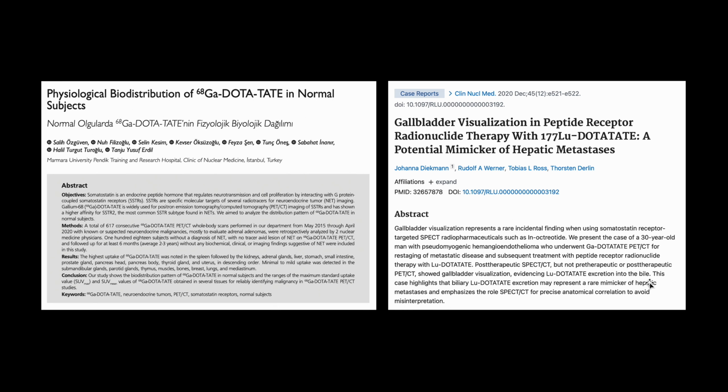And from the days of doing indium-111 octreotide scan for these neuroendocrine tumors, we know that there can be excretion of tracer from the liver into the gallbladder. So be aware of that caveat or artifact.